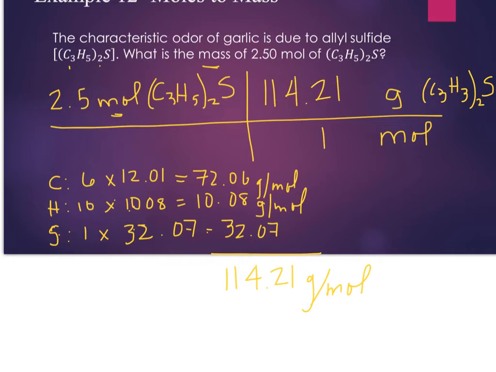Okay, and then what you can see from here is your moles are going to cancel, and you're going to be left with grams, which is what you want. So when you multiply all of this out, you should end up with 286 grams.